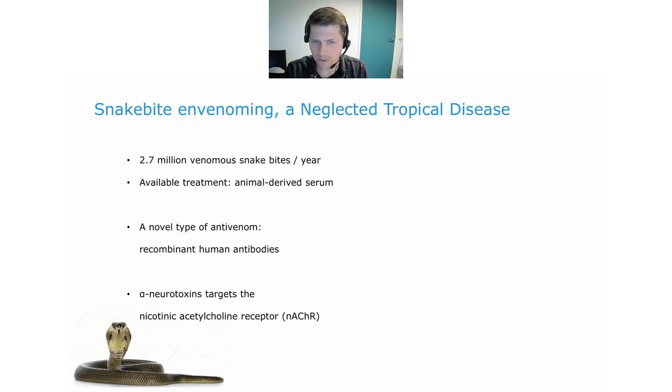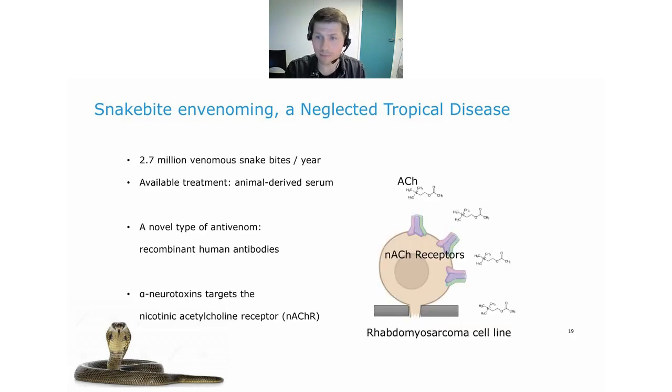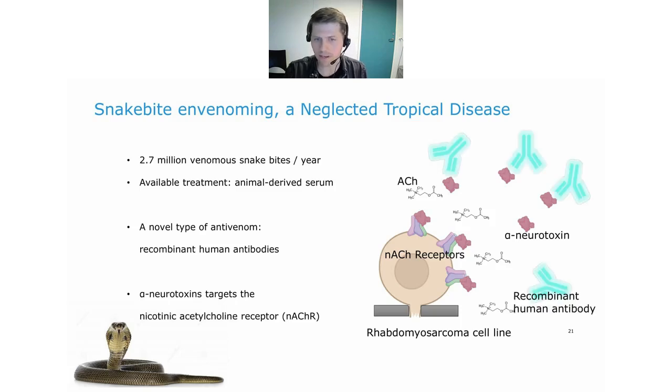So to aid the snake victims, a novel type of antidote is currently under development, based on recombinant human antibodies. They are engineered to bind these neurotoxins and thereby neutralize the effect of the toxins. To evaluate this, we patched a human-derived cell line that endogenously expresses the nicotinic cholinergic receptors. This receptor is the target of one of the most medically relevant groups of snake toxins, the alpha neurotoxins. With this setup, we're able to study the neutralizing effects of different antibodies.